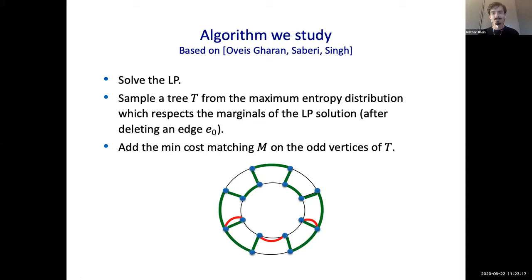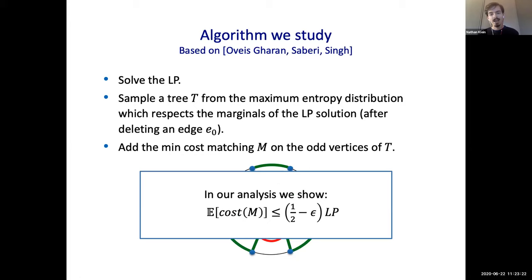In our analysis, we show that the cost of the matching is less than half the cost of the LP in expectation. This, together with the fact that the tree is sampled from the LP, gives a better than 3/2 approximation and also bounds the integrality ratio.